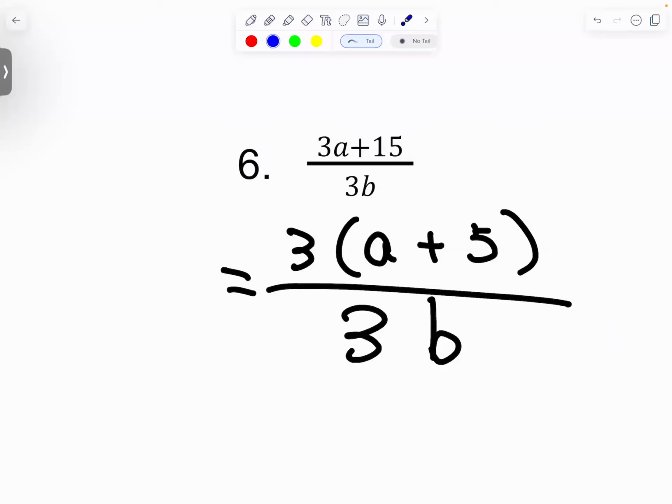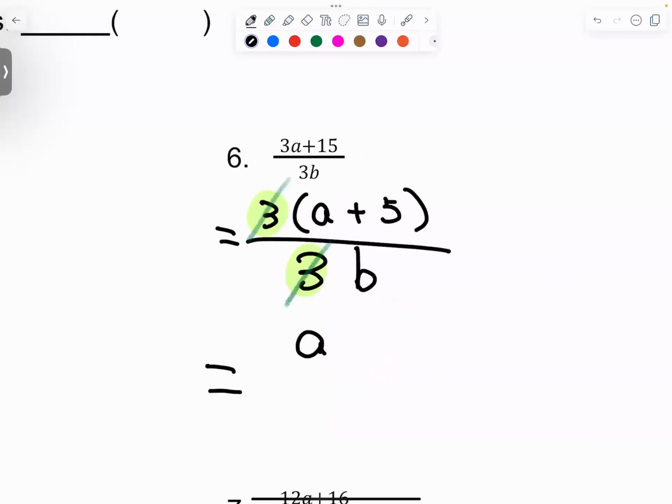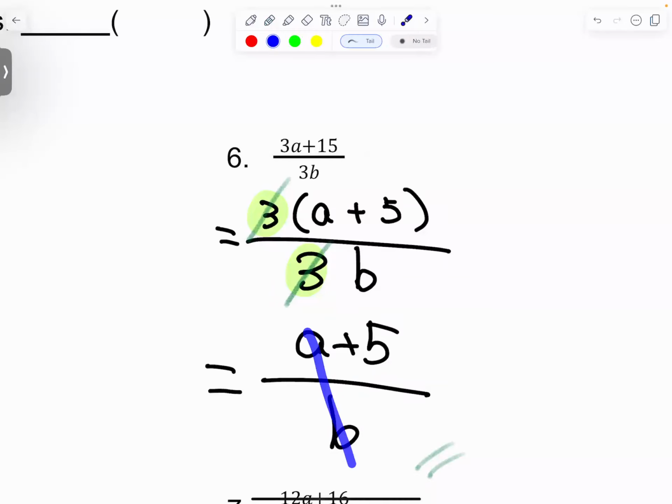All right. And the next step. Now we'll see any 3. Yes, they can be simplified with each other. And the rest, no change. A plus 5 over B. Okay, that's the end already. Because you can't further simplify them at all. Just this 3 and 3, because you take out something common and then simplify them.